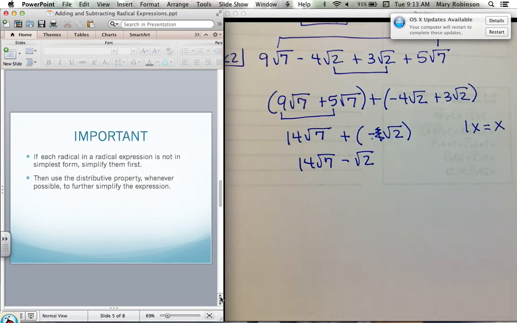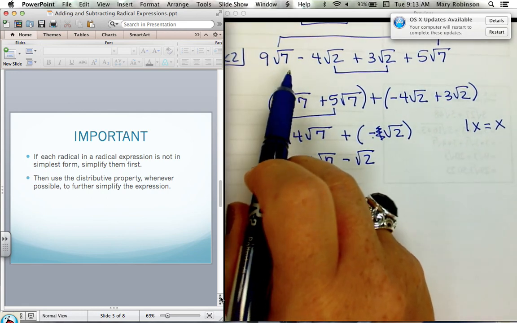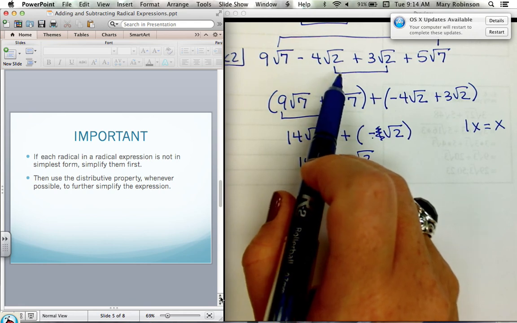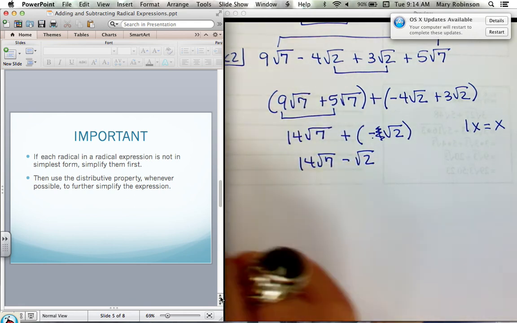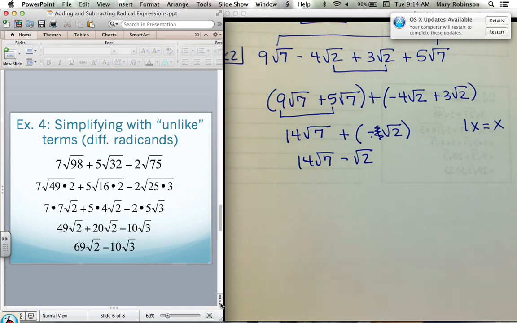So these two examples that we've done previously had like radicands as soon as we look at them, and we also cannot simplify them any further. Notice 7 is a prime number. Its only factors are 7 and 1, and 2 is a prime number. Only factors are 2 and 1. So we cannot continue to break this down. However, in order to simplify a lot of radical problems, we are going to have to simplify them first. Then we can use the distributive property to further simplify the expression.